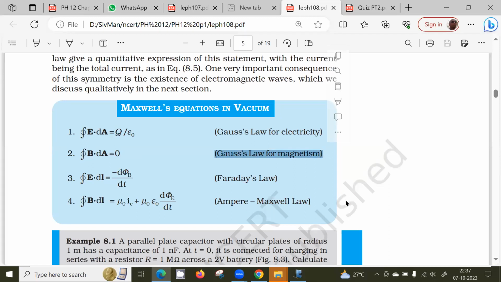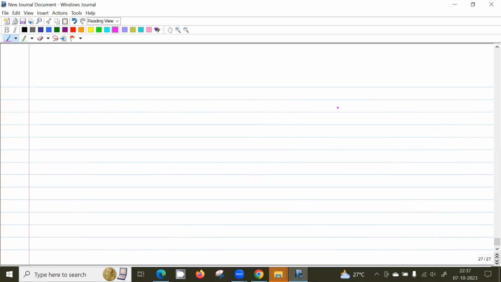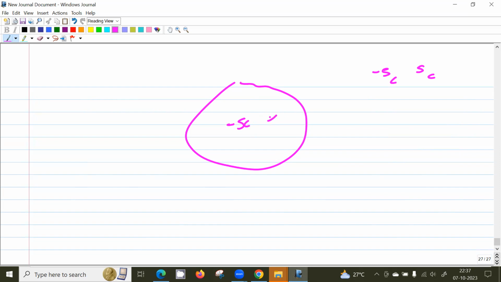Sir, what if both are outside? Both outside means nothing is inside, so Gauss law will be 0, for inside and outside. Let me do it for electric charge. Suppose I have minus 5 coulomb and plus 5 coulomb outside. What is the net charge inside? 0. But if I have minus 5 inside and plus 5 outside, then the net charge is minus 5. So separating minus charge and plus charge is possible in electric charges.